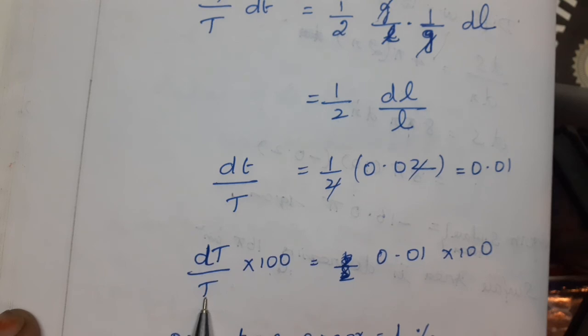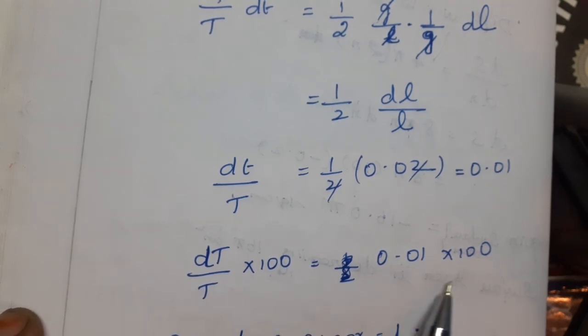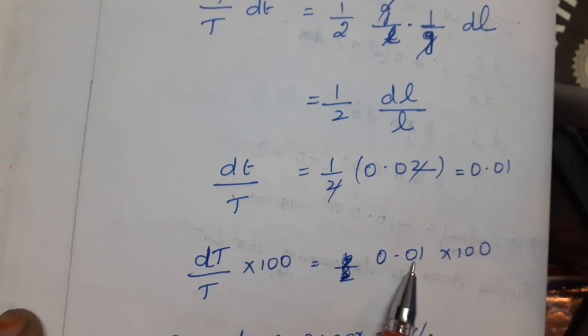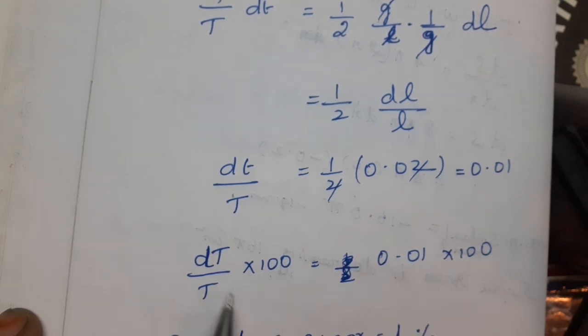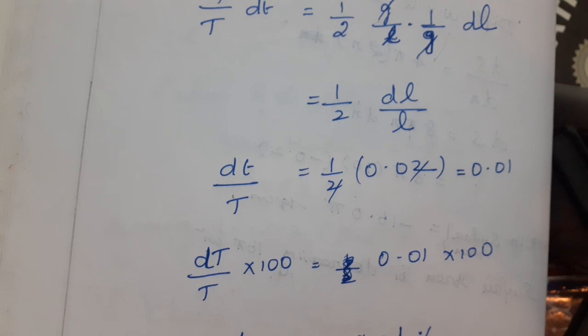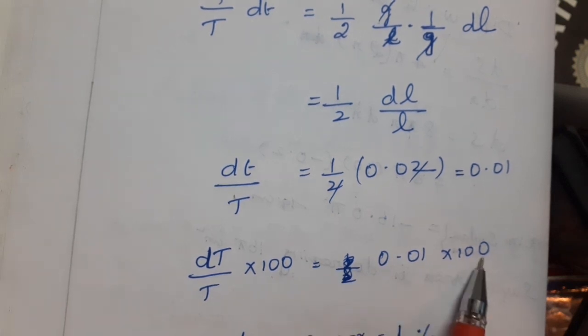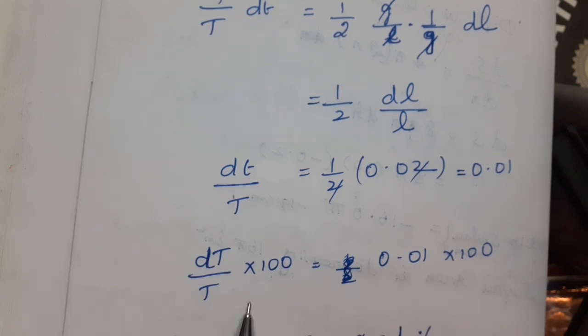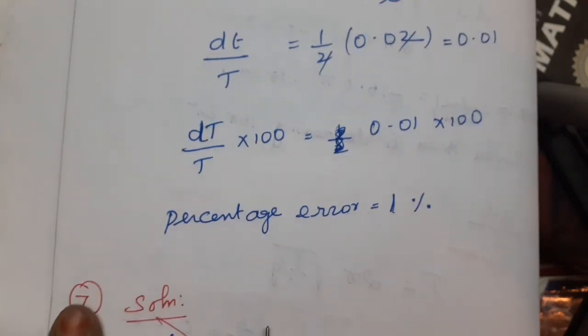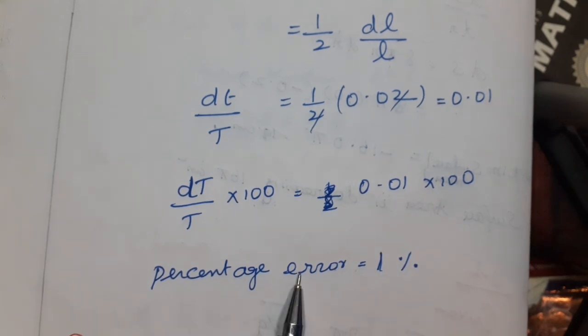Therefore dt by t into percentage means multiplying by 100 on both sides. dt by t into 100 equals 0.01 into 100. So 0.01 multiplied by 100 gives 1%. dt by t means the change in error at the time t. So dt by t into 100 equals 0.01 into 100, where 100 is nothing but the percentage. Therefore the percentage of error is 1%.